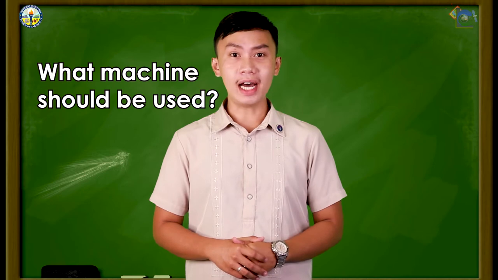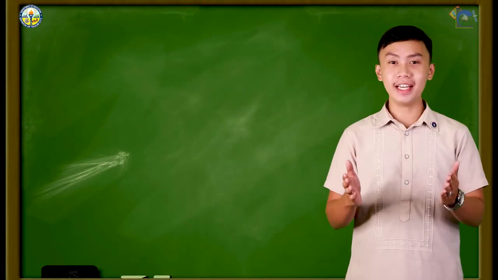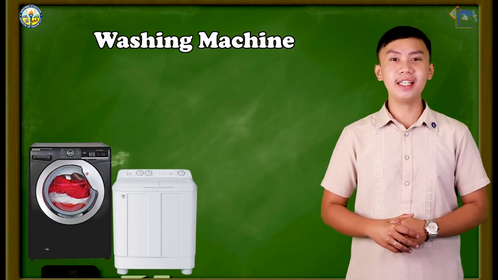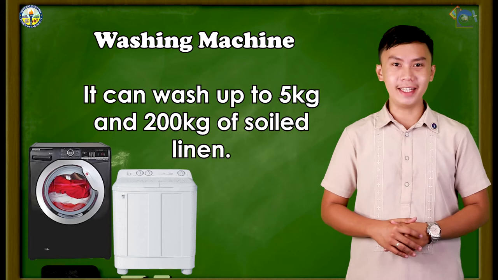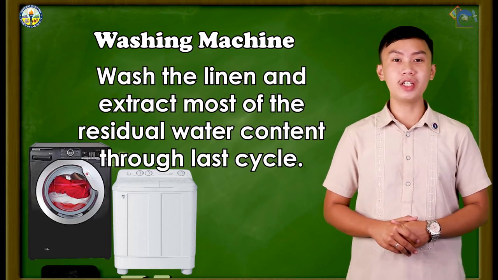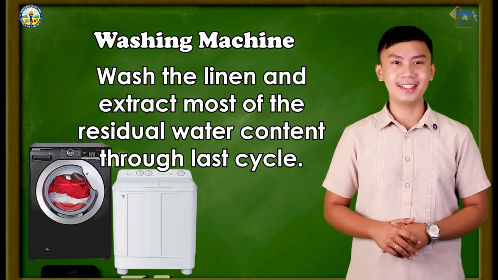In laundering using the machine, one must be acquainted first and foremost with what machine should be used and how to operate them. There are different types of washing machines and dryers used in housekeeping. The types of machines and equipment vary on the size of laundry premises of the industry. These are the following types and their usage. First is the washing machine. It varies in size. It can wash from 5 kilograms up to 200 kilograms of soiled linen. The machine's job is to wash the linen and extract most of the residual water content through the last cycle.